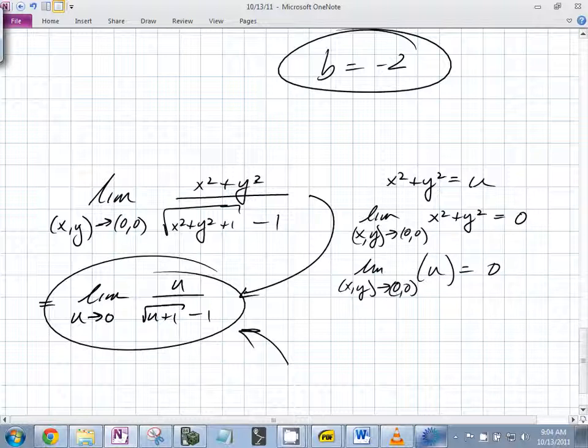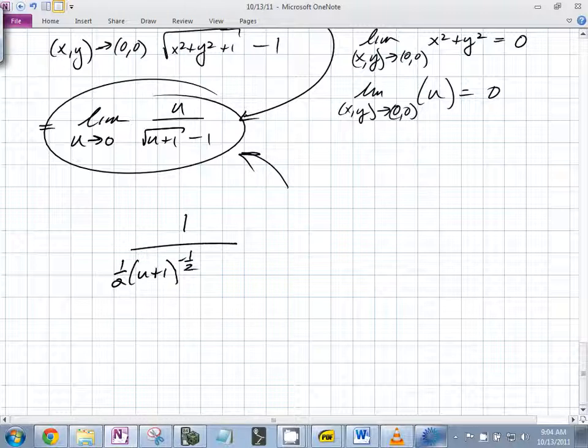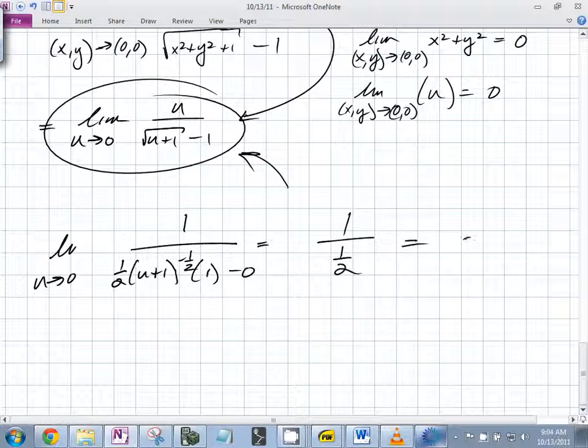You're right. So let's use L'Hopital's rule. So what's the derivative of the top? 1 over 1/2 u plus 1 to the negative 1/2 times 1, minus 0, right? And it's the limit as u goes to 0. So what does this equal? 1 over, this goes to 0, 1 over what? 1/2, which is 2. You just did it. Absolutely.